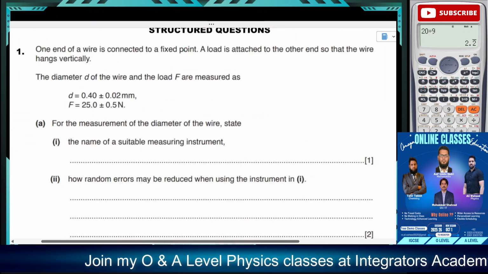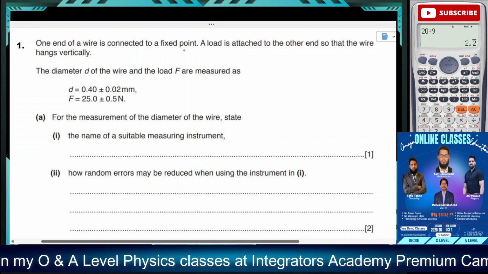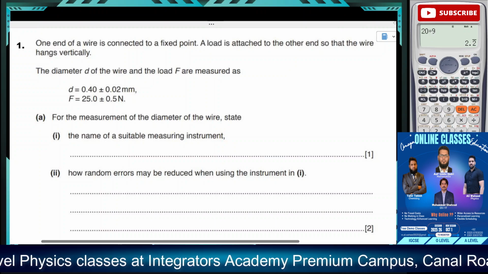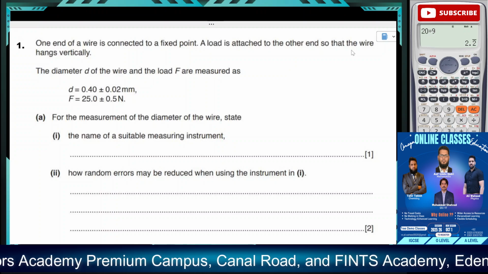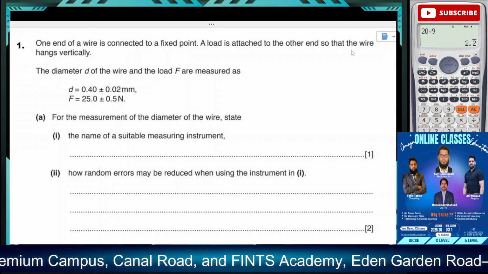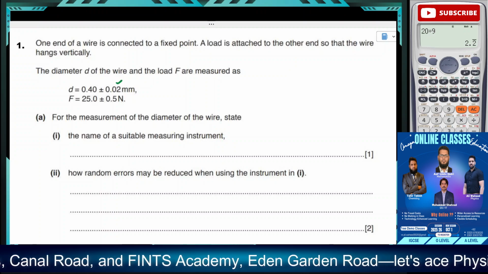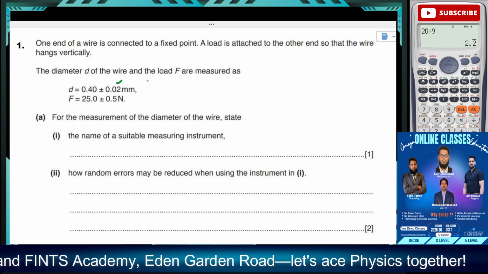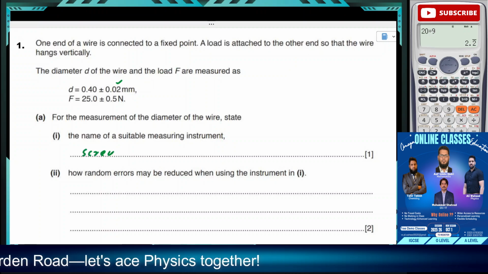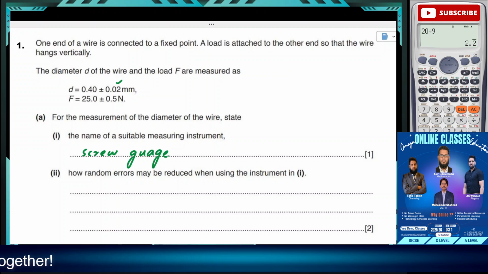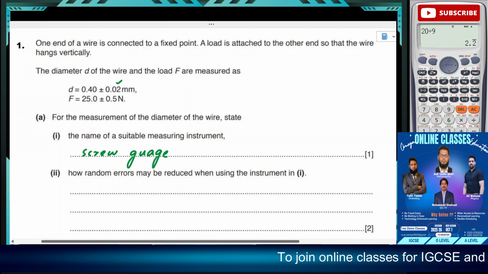Let's move on to the next one. The name of the suitable measuring instrument. So you see the measurement goes to 2 decimal places in millimeters. So the suitable instrument from our syllabus could be micrometer, screw gauge. Micrometer, screw gauge. So let's take a look at the next one.